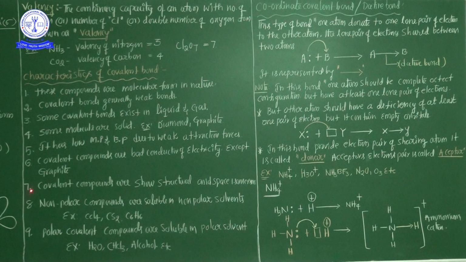Next, the seventh one: covalent compounds show structural and space isomerism. This is a very important point. Covalent compounds show structural and space isomerism. I already taught isomerism in 11th standard, so sorry, it is not coming in our upcoming chapters. In organic chemistry I will teach isomerism. In 12th standard students already learned this concept. So covalent compounds show structural and space isomerism.